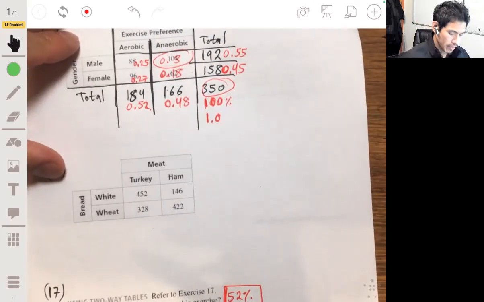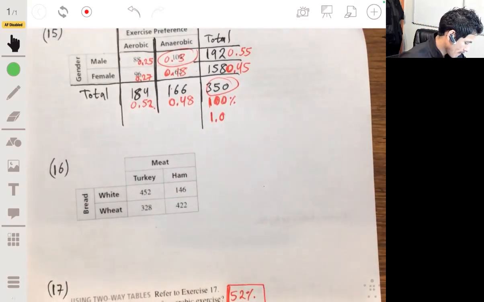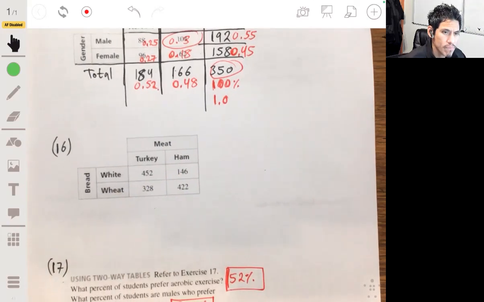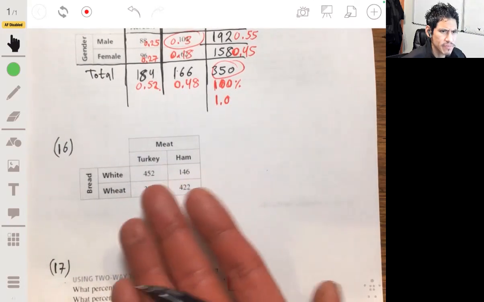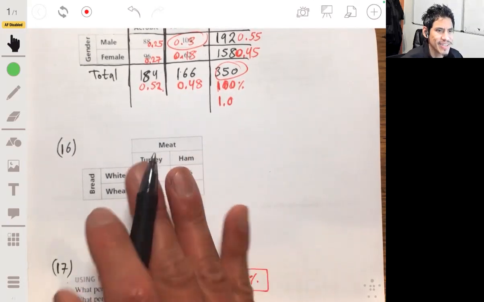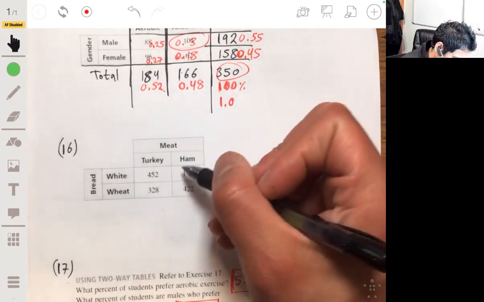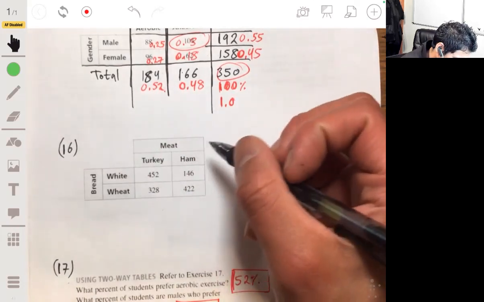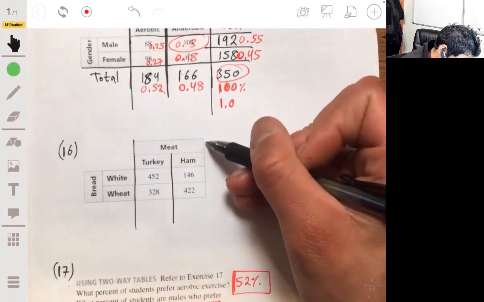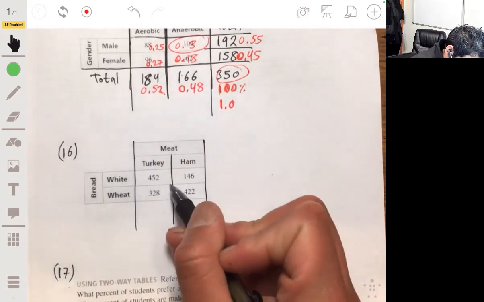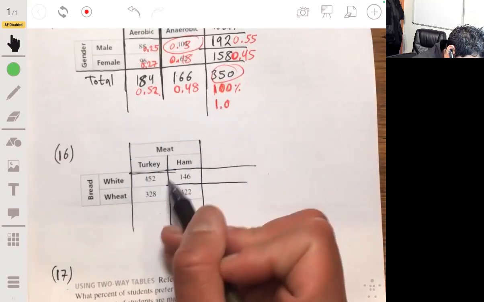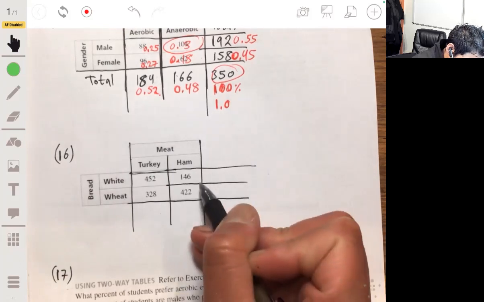All right, near finale. So let's do the same thing for here. The sandwiches are from the type of meat and the type of bread: the meat is turkey or ham, and the bread is white or wheat. Well, let's add these up to find out the totals.